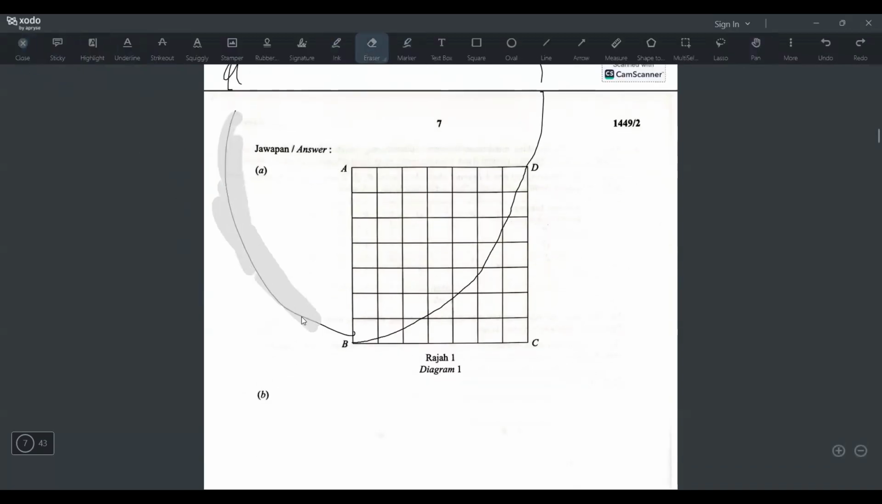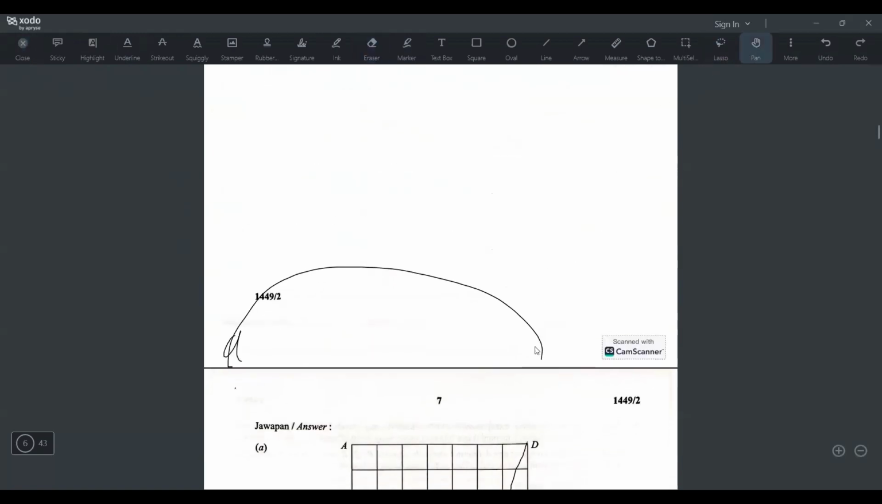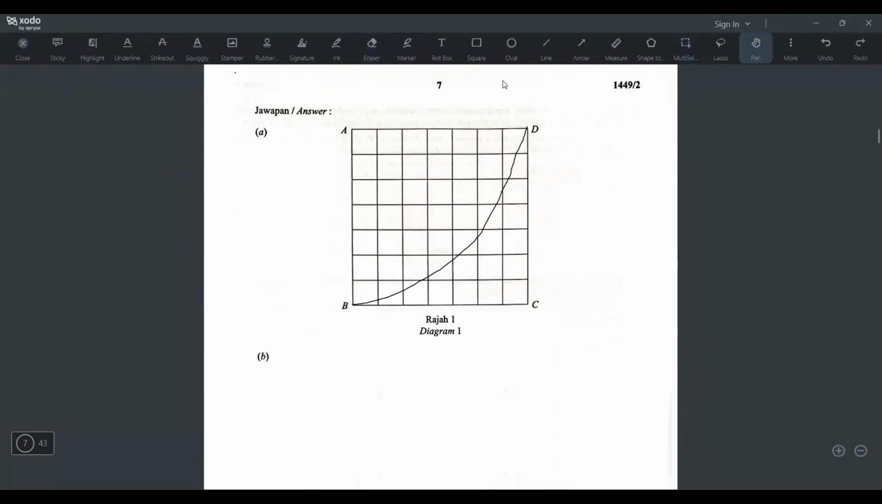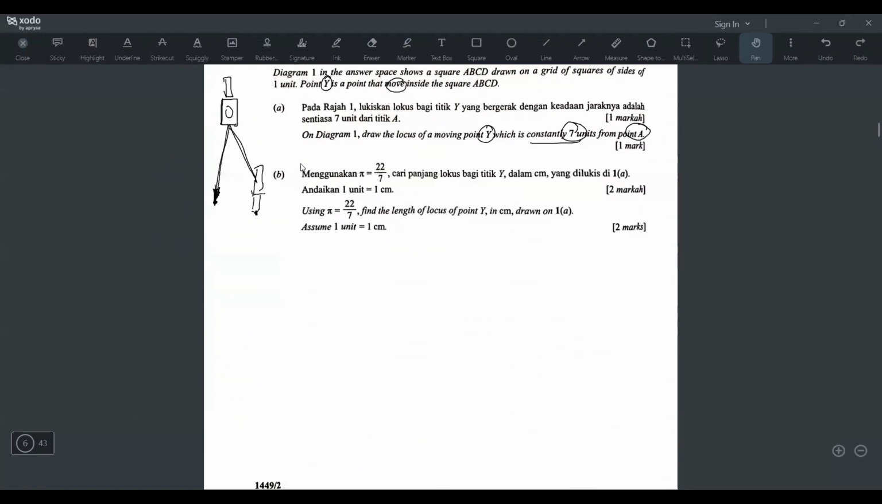Just draw within the diagram. They are not going to look outside. When they give you marks, they won't look outside the diagram; they will only look within the diagram. Okay, don't forget to label. This is the locus of point Y, so don't forget to label that. All right, sudah siap.